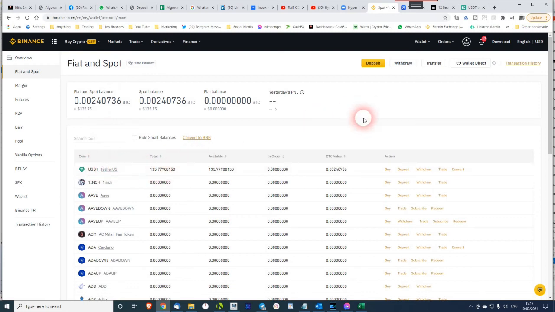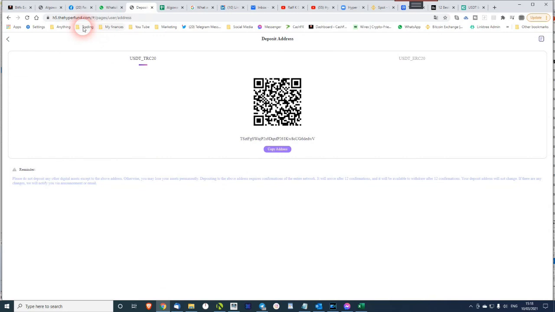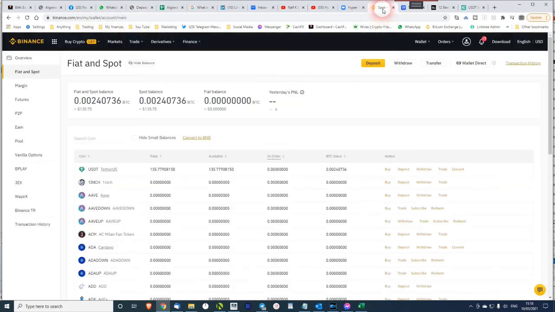So the process is fairly simple. And as I said, this is what I should be sending the balance to Hyperfund, although I need to add some more funds to it before I can do that.